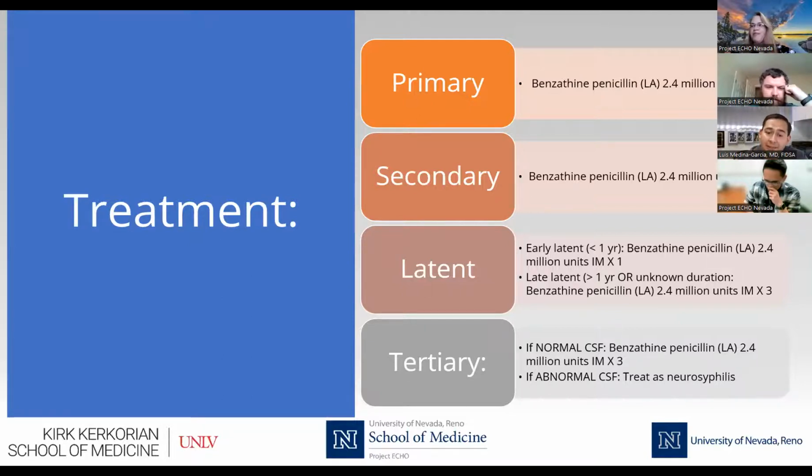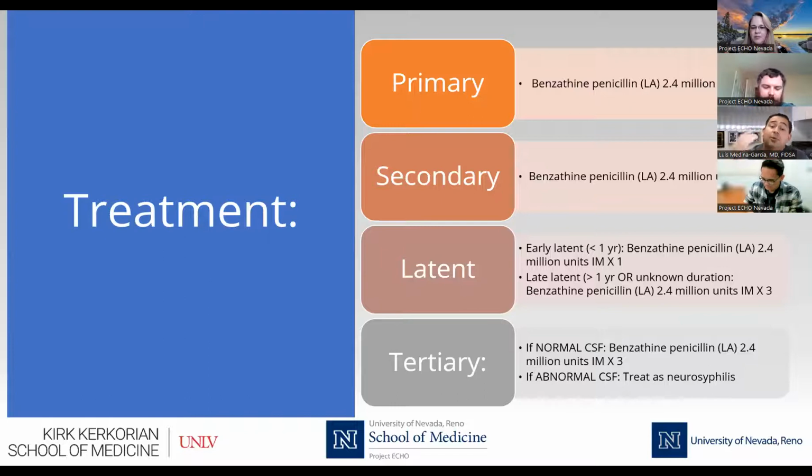Now, when we get to the latent part, this is where it was really important to differentiate the duration of symptoms from the lesion, because if it is less than 1 year of duration of the symptoms, you treat with 1 dose of penicillin intramuscular. So primary, secondary, and early latent disease are treated with 1 dose of intramuscular benzathine penicillin, long-acting, 2.4 million units times 1.